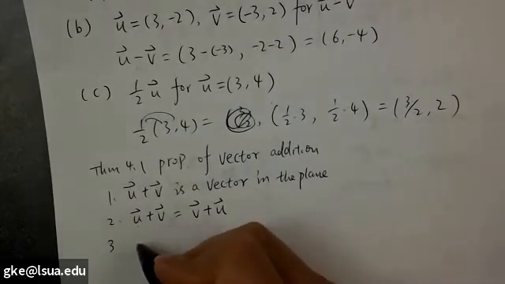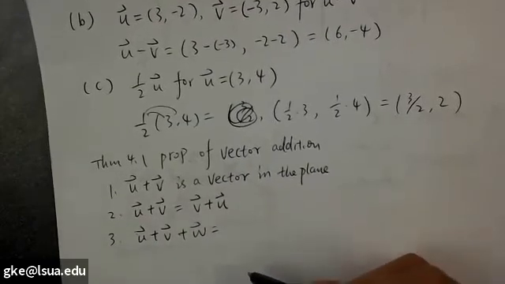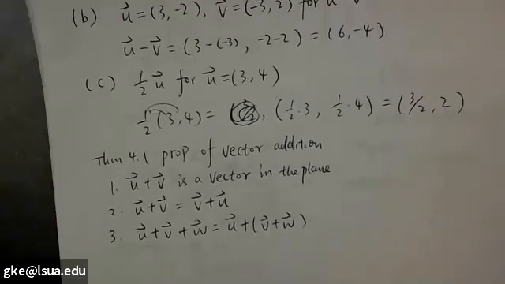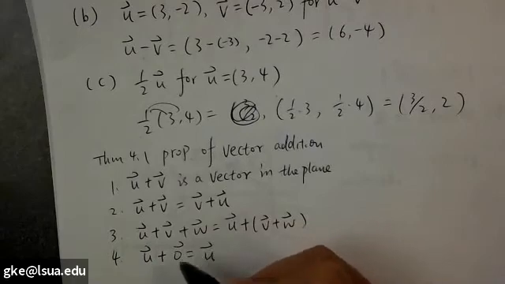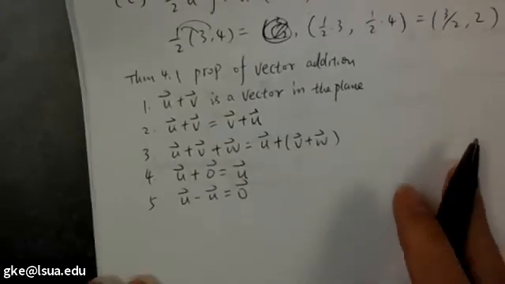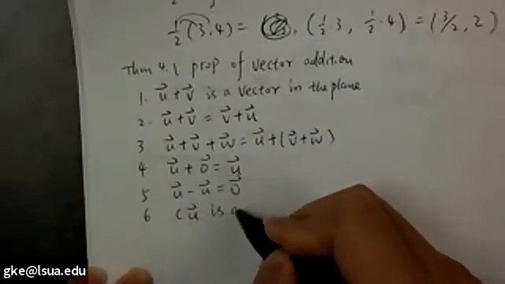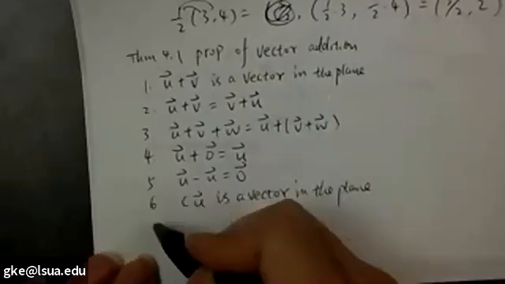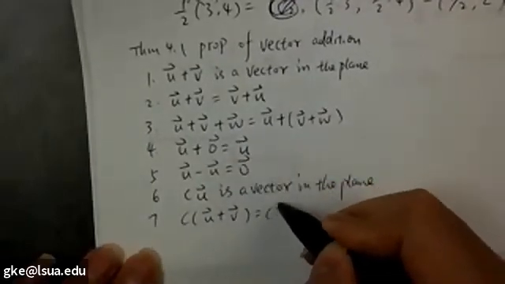3, (u plus v) plus w equals u plus (v plus w). 4, u plus the zero vector equals u. 5, u minus u equals the zero vector. 6, c times u vector is a vector in the plane. 7, c times (u plus v) is c times u plus c times v.